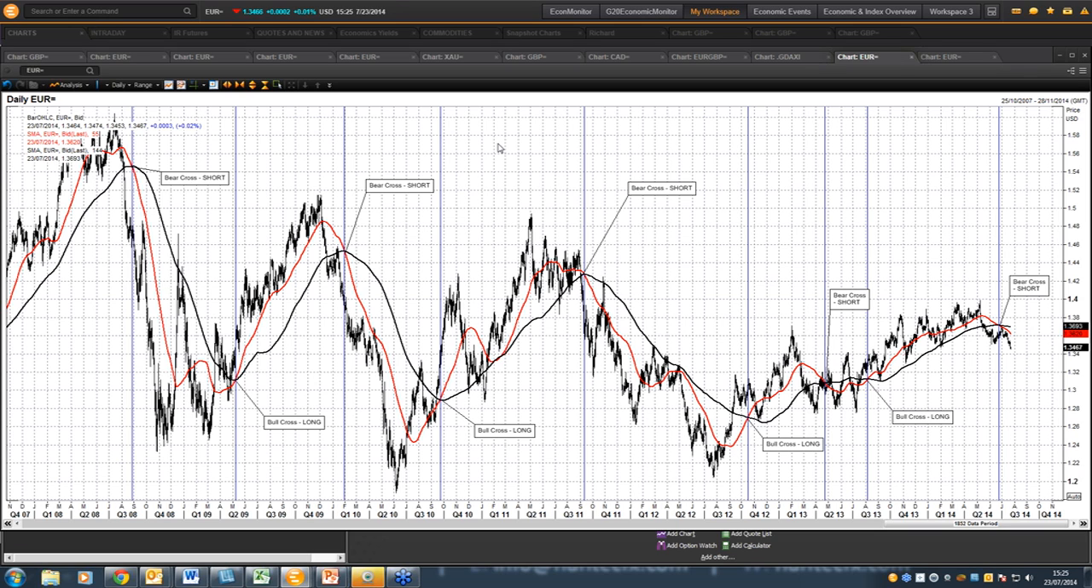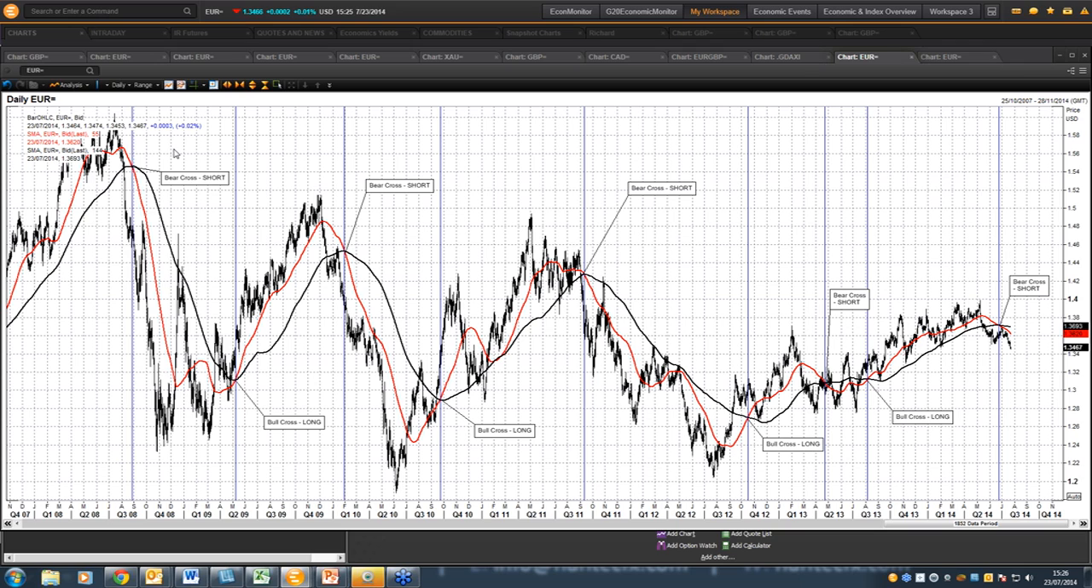I go a little bit more conservative than that. I think the most conviction you can get out of a moving average crossover is when they cross over when they're both moving in the same direction. So your golden cross is when both moving averages are rising.